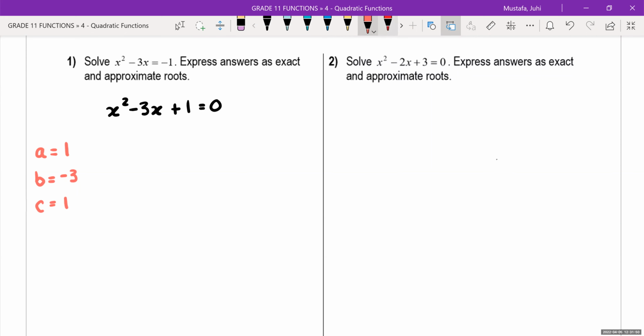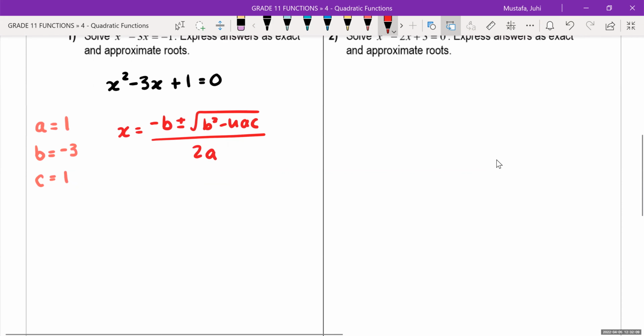All right, we start off by writing the formula. Negative b plus or minus the square root of b squared minus 4ac all over 2a. And really, if you did this in grade 10, it's just a matter of subbing in the numbers. However, it says express answers as exact and approximate roots. So I want to show you what that looks like.